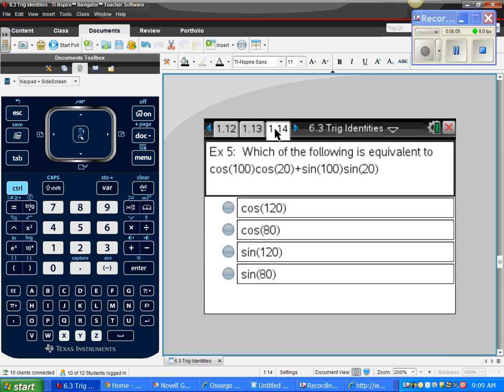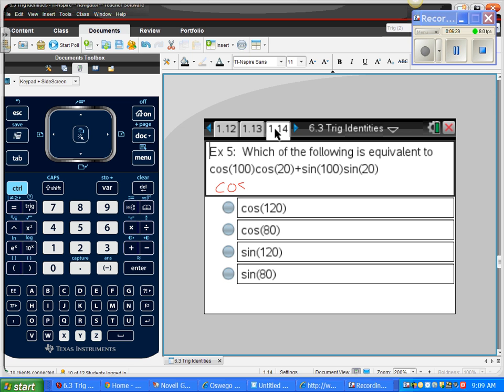So get that reference sheet out next to you, right? Which of the following is equivalent to cosine of 100, cosine of 20, plus sine of 100, sine of 20? So what I want you to look for is which identity is set up this way. Cosine of A minus B. Very good. All right, what's A? Good. What's B? 20. Good. What's 100 minus 20? So this is equivalent to cosine of 80. Good. Okay, we ready? So it's B.